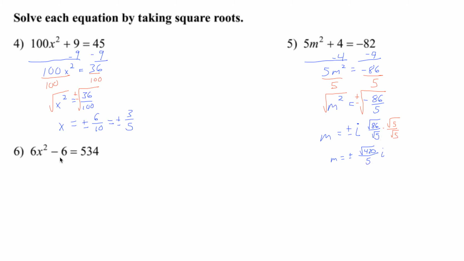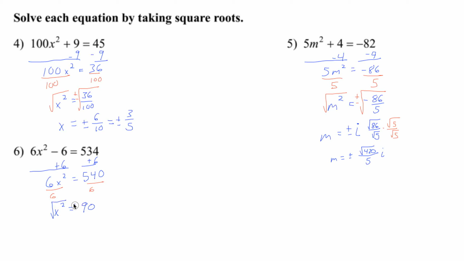And coming to number 6, again, it's similar. Add 6 to both sides. So we have the quadratic term on the left side, constant term on the right side. We have 540 here. We'll go ahead and divide both sides by 6. We get x squared. 540 divided by 6 is 90. We have x squared equals 90, so we'll take the square root of both sides.